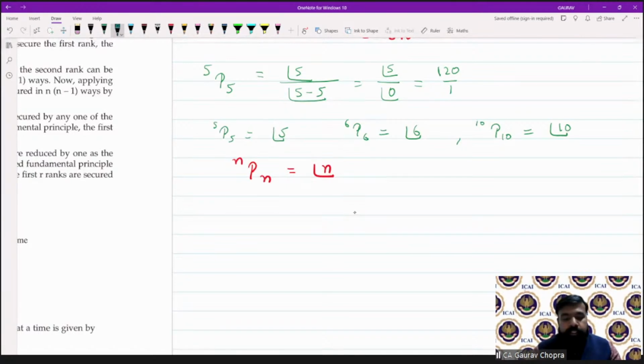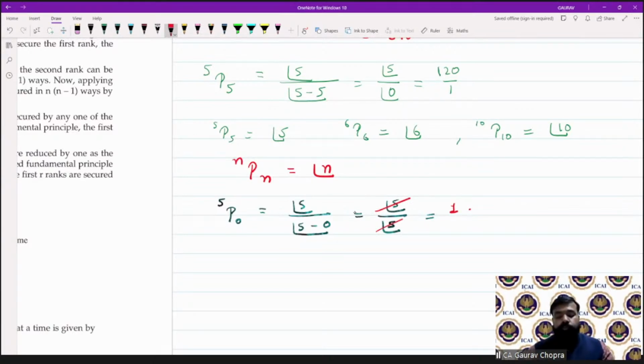Now similarly, let's say we have 5P0. Now how to solve 5P0? It is factorial 5 upon factorial 5 minus 0. So in the denominator we have factorial 5. In the numerator also it is factorial 5. So we can cancel them and the result will be equal to 1.